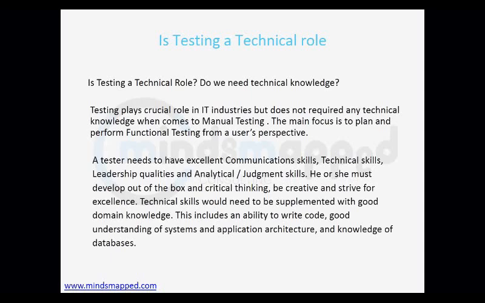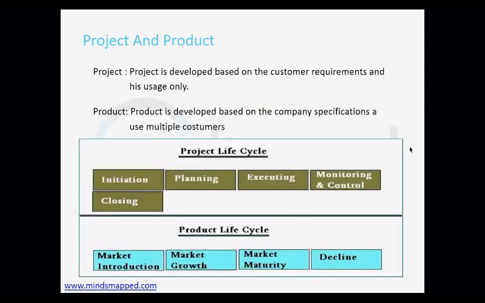Now you understand what the skills required for manual and automation testers are. Another question which you would have frequently heard: what is a product and what is a project? A project is usually developed based on the customer's requirement and usage only. Service-based companies, for example, get projects from clients. Say Wipro is a service-based company, and it gets a project from, say, Axis Bank.